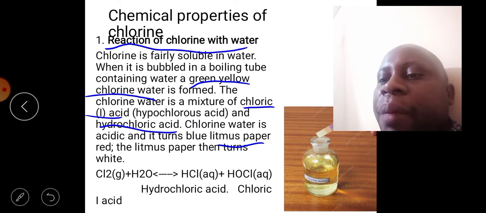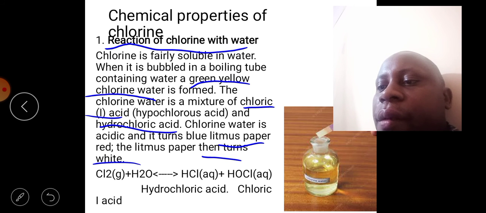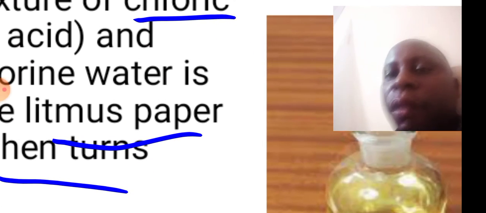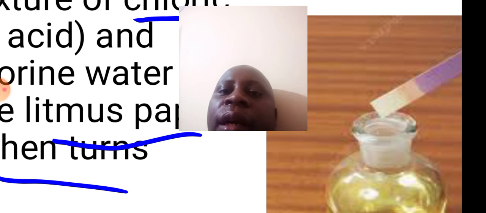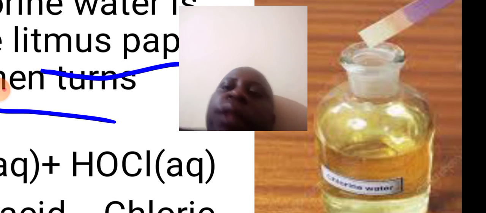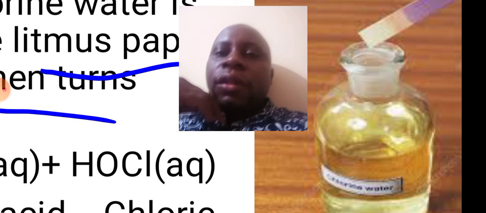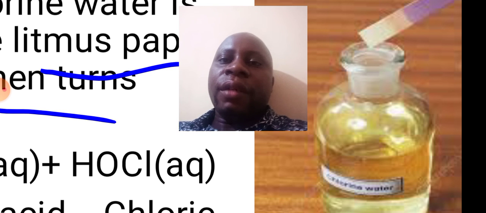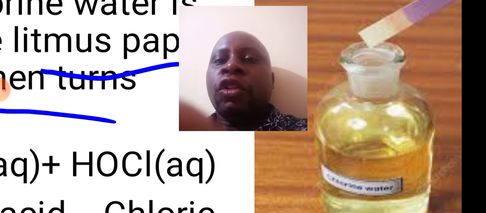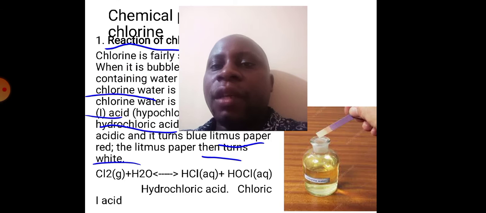The litmus paper then turns white. That is, it is bleached. I want us to emphasize on this diagram here. I think you're able to see. So this diagram inside here is chlorine water. So when you place blue litmus paper here on top, I think you're able to see it.